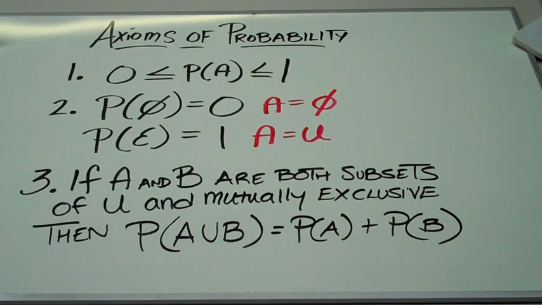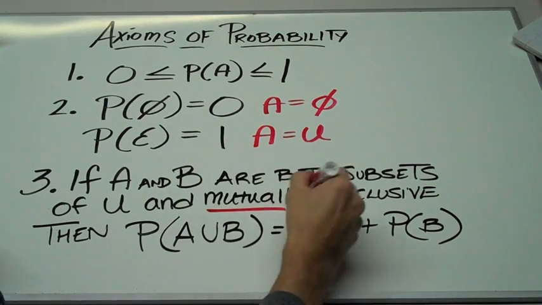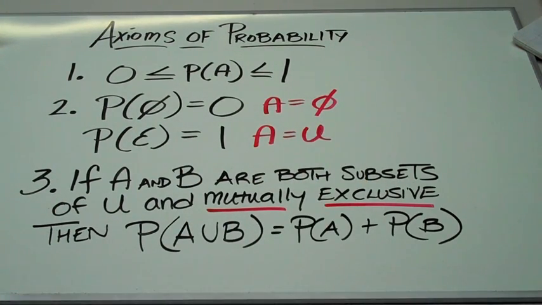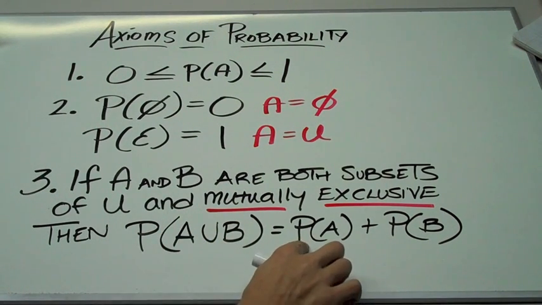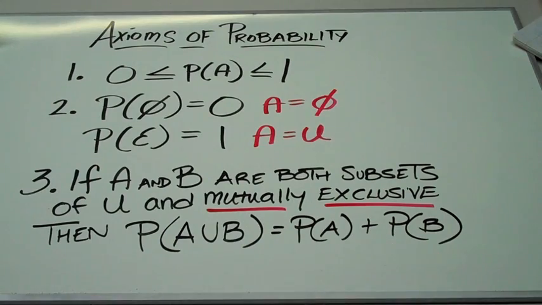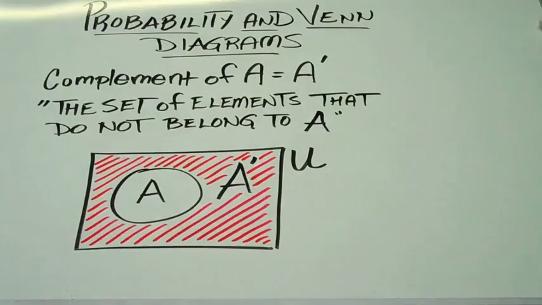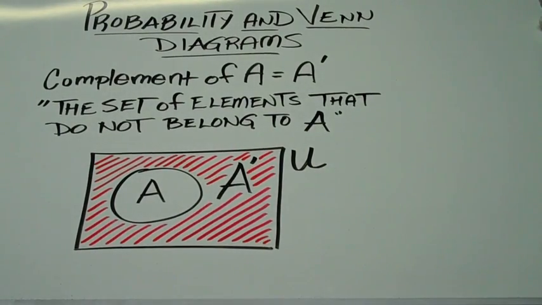If two subsets of our sample space, A and B, are mutually exclusive, and when you hear mutually exclusive, I want you to think one or the other. They cannot happen at the same time. Then the probability of A union B, or A or B happening, is simply the probability of A plus the probability of B. Let's now talk about probability and Venn diagrams.